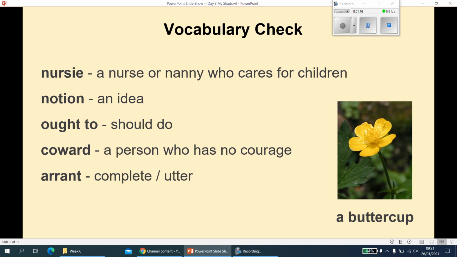Coward is a person who has no courage, so they're a bit of a scaredy cat. And arrant, it means to complete or to utter. Like an arrant sleepyhead, which is in the last verse. Then you've also got a buttercup, and that's a flower, and there's a lovely picture here. You probably know what a buttercup is because it's the best way to check if somebody likes butter, if you shine it under their chin.